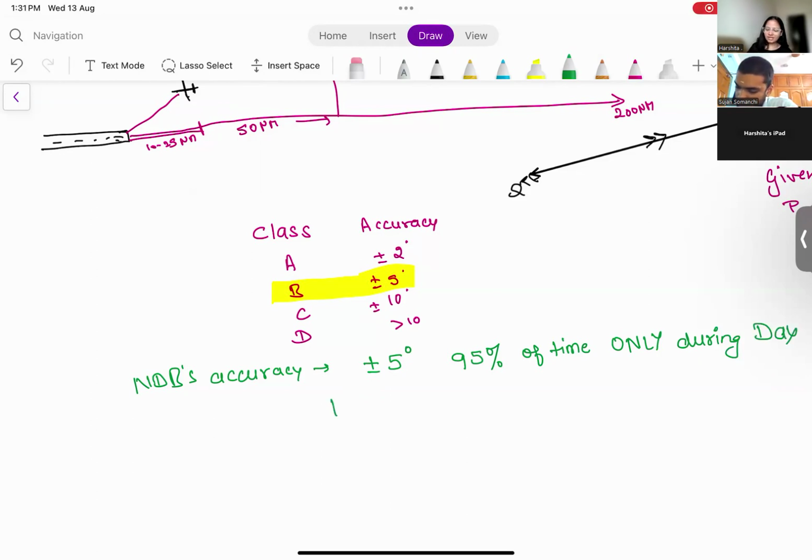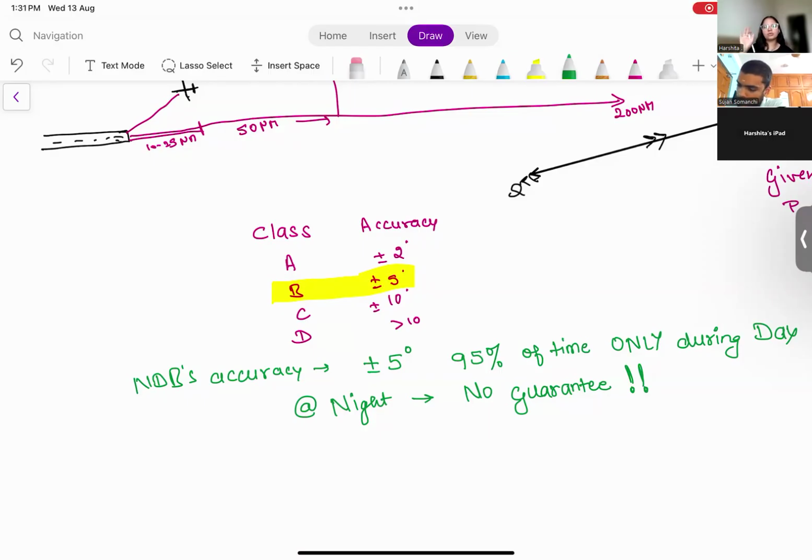Then what is happening at night? At night, there is no guarantee of NDB. NDB's accuracy is plus minus 5 degrees, that is class B, which is 95% of times during the daytime, but at night time, there is no guarantee of NDB. Why does it happen? We will see during the errors. What are the factors affecting the accuracy? There we will understand why at night it is not giving any guarantee. You cannot trust the NDBs at night.